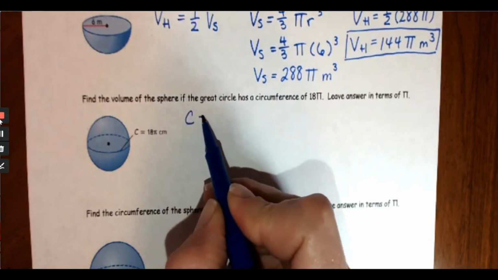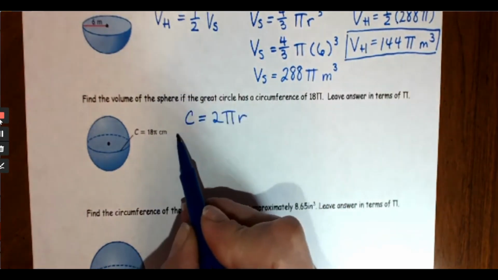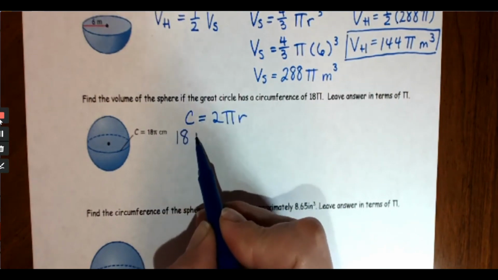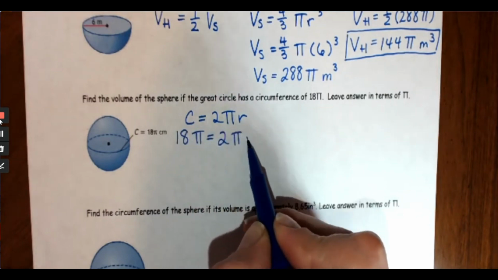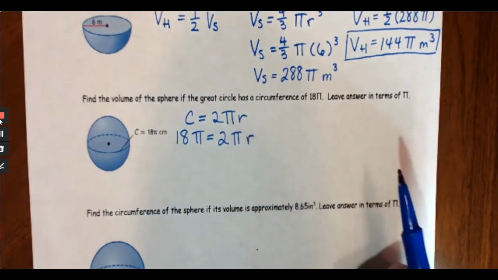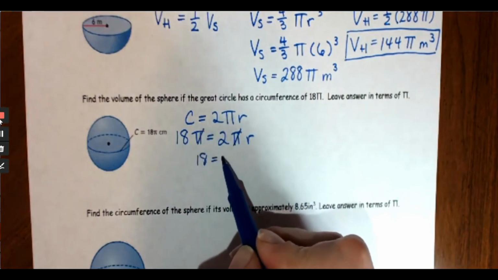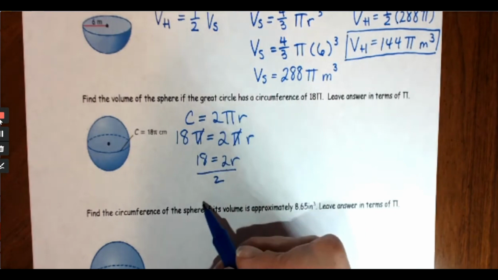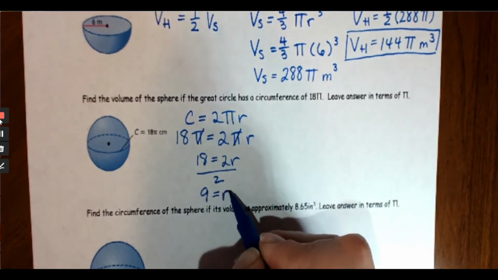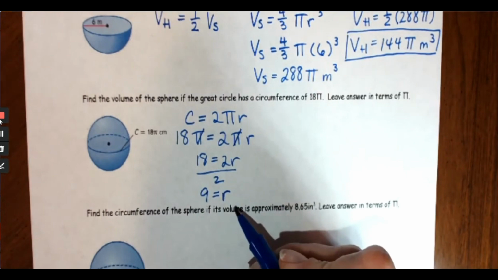We know that formula is 2 pi r. So our circumference here is 18 pi. We're going to set that equal to the 2 pi r so we can solve for the radius. Well, our pi's cancel out. We have 18 is equal to 2r. So we divide both sides by 2. So here we get that 9 is our radius. So now I know what the radius of my sphere is.